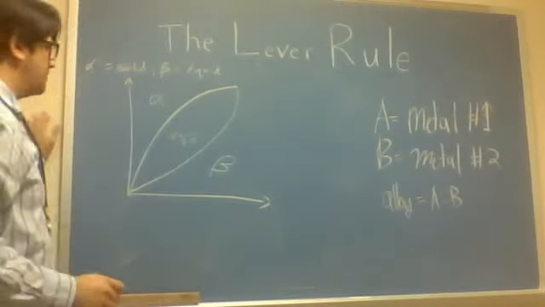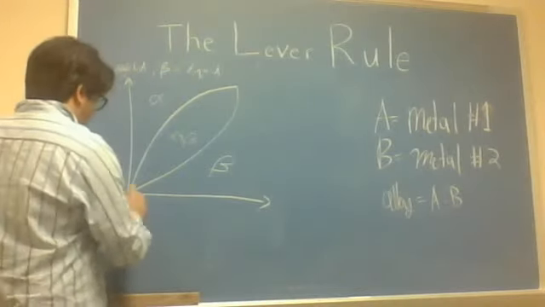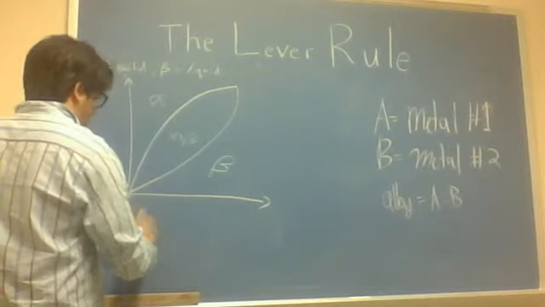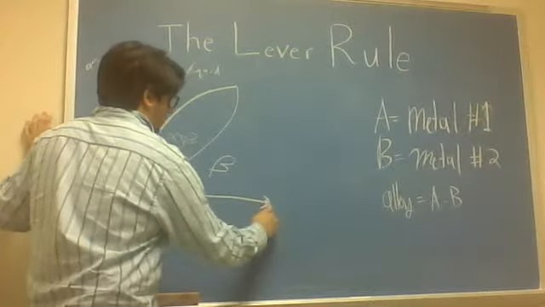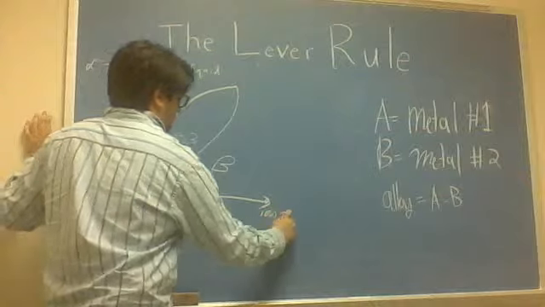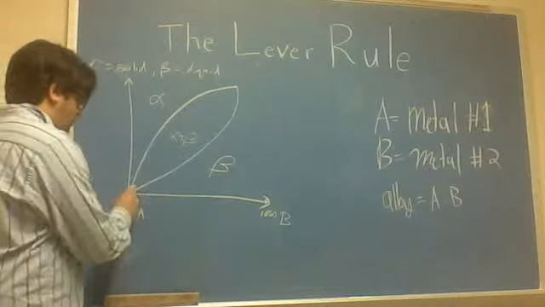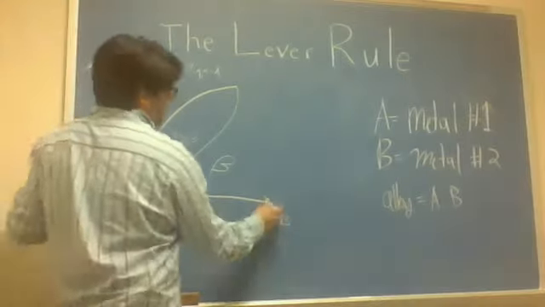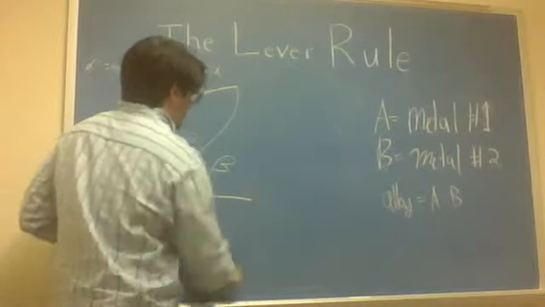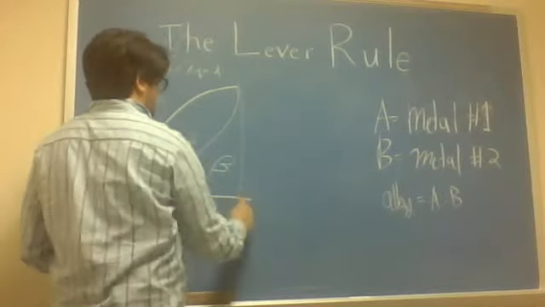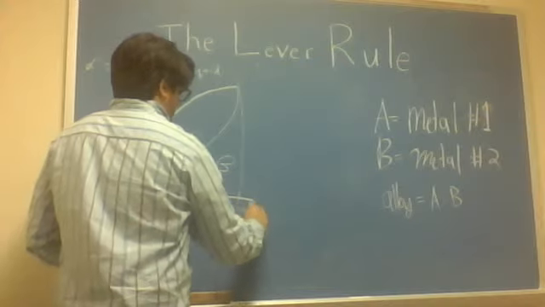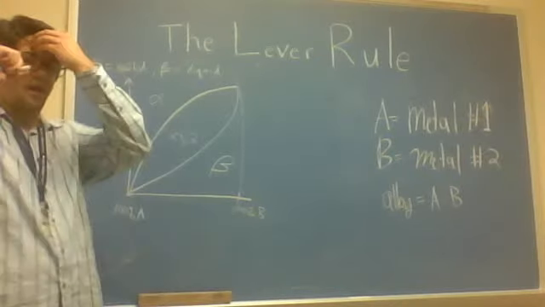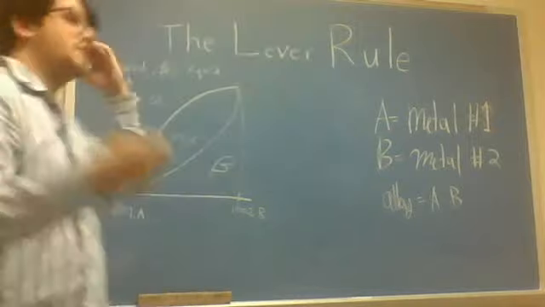At this point we have 100% A, and at this point we'll have 100% B. So what that means is that if we have 100% A, we have 0% B. And if we have 100% B, and let me make that near the point right here because it makes more sense that way, we have 0% A. That kind of makes sense, right?